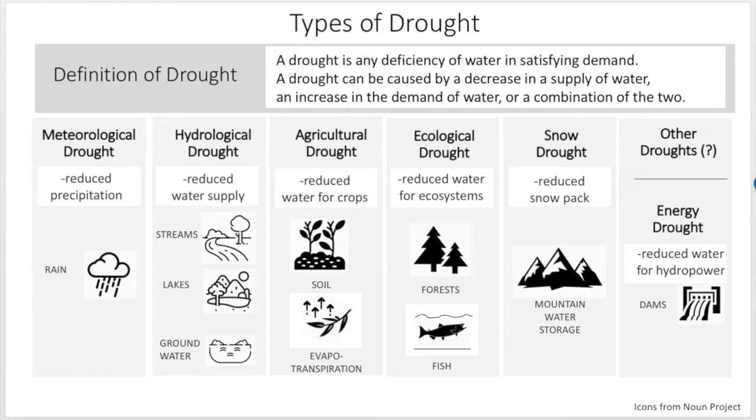There are many types of drought, where I've listed the main types that we hear about here. A meteorological drought is due to reduced precipitation. A hydrologic drought arises from reduced water supplies in streams, lakes, and groundwater. Agricultural and ecological droughts occur when there's reduced water for crops and ecosystems. A snow drought arises from reduced mountain snowpack. And there are other droughts. There could even be an energy drought due to reduced water for hydropower. A drought can be due to multiple factors.